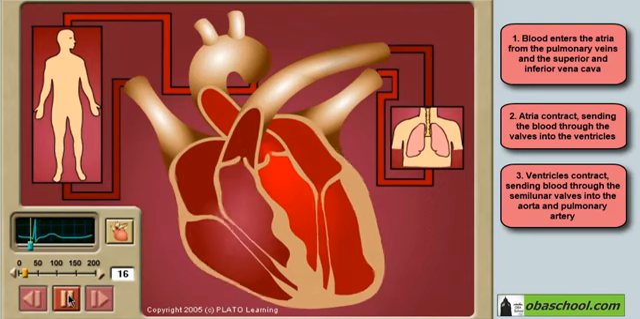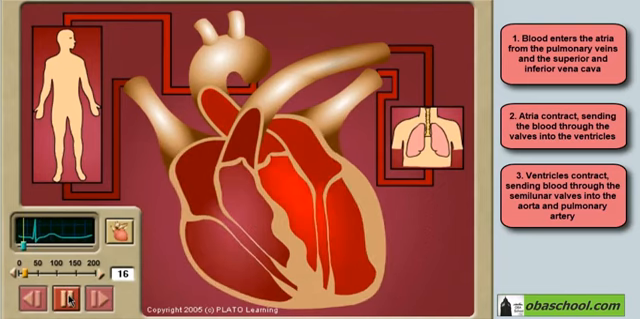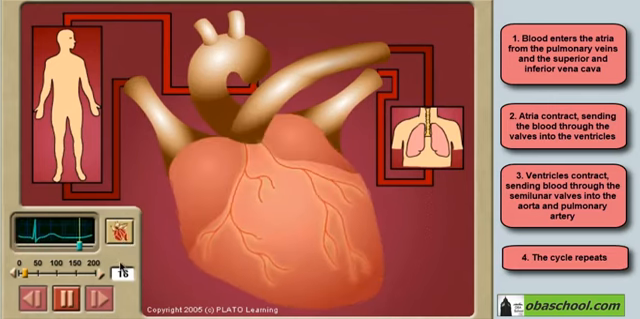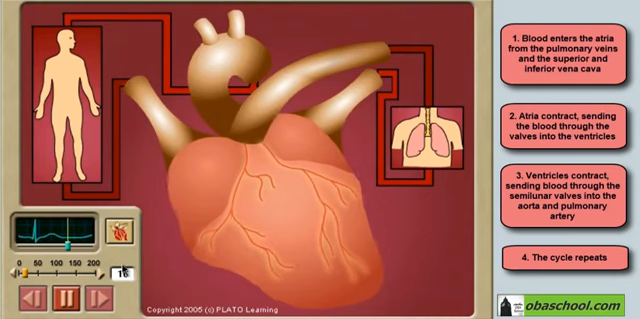Now new blood at the same time is entering into the atria, and so on. The heart doesn't stop beating, it doesn't stop pumping blood, and that's actually what keeps us alive.